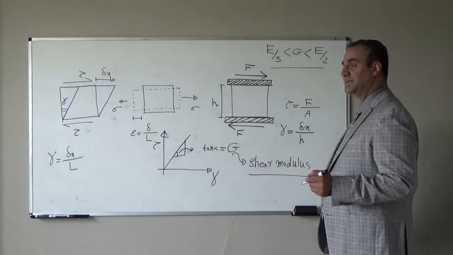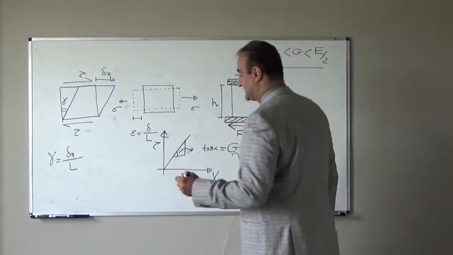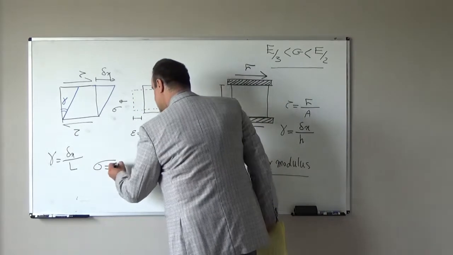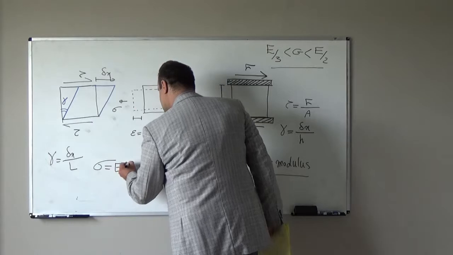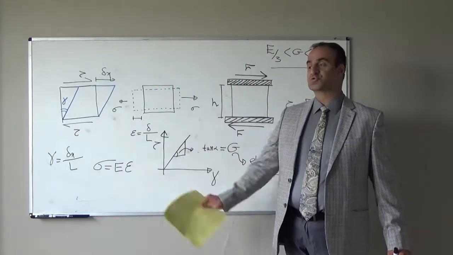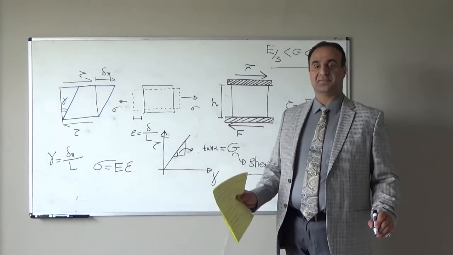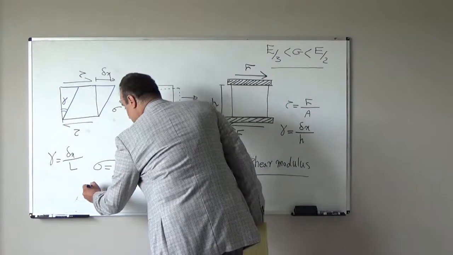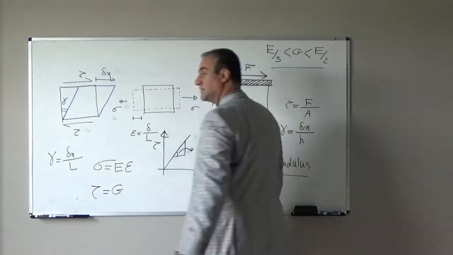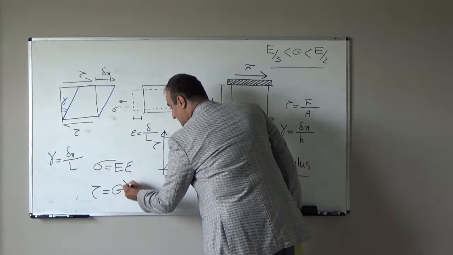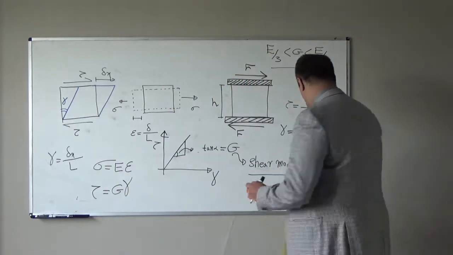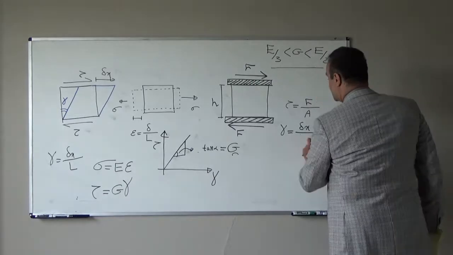If you remember, for normal stress and strain, Hooke's law was normal stress sigma is equal to E, Young modulus, times epsilon, strain. That was Hooke's law. Here again, we can define Hooke's law. Hooke's law here will be tau equal to G, shear modulus, times gamma. Gamma is shear strain. So look at Hooke's law.